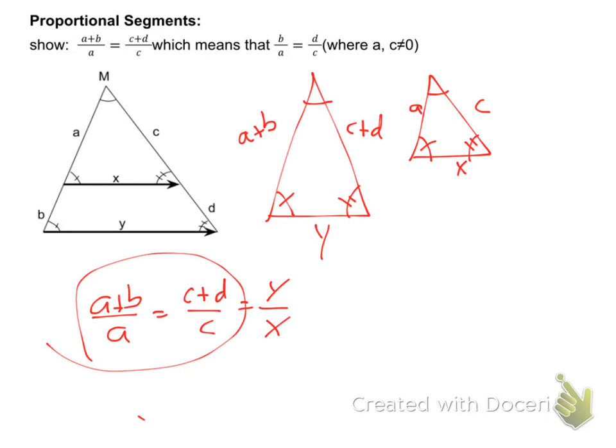I showed the ratios it wanted me to show, in the ratio of the sides. That's all you have to do. What about the rest of the problem? What is the rest of the problem asking you to do? Which means that B over A equals D over C. Okay, we didn't get to that yet.